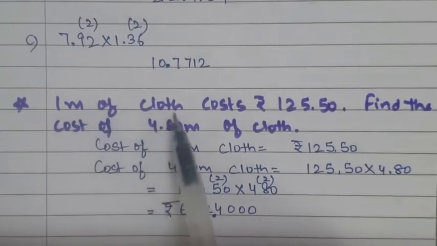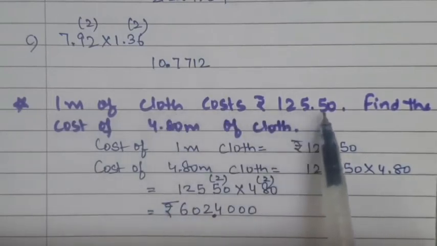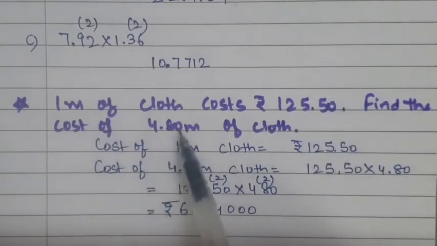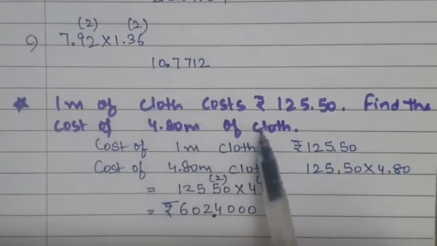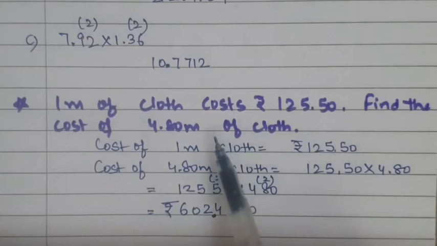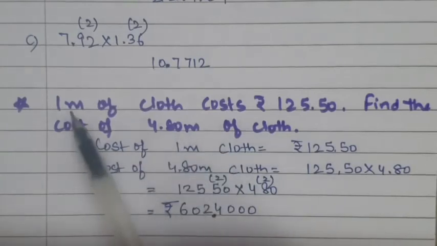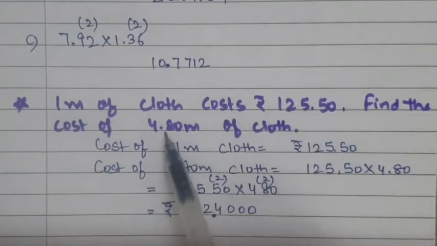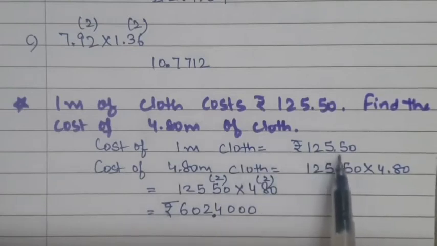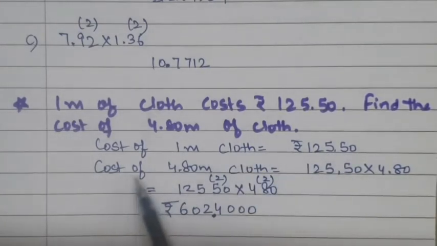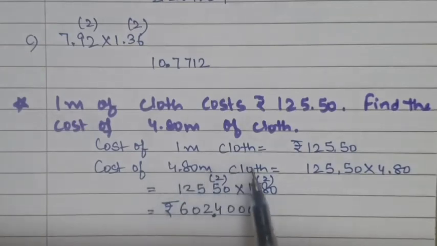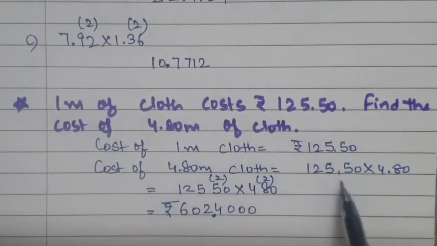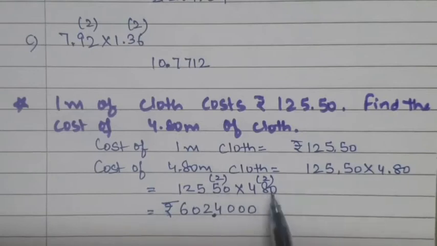Now let us discuss the next question. 1 meter of cloth costs rupees 125.50. So what will be the cost of 4.80 meter cloth? So it is very clear, we will do the multiplication here because for 1 it has been given and for more we have to find out. So the cost of 1 meter cloth is 125.50 and the cost of 4.80 meter cloth will be found by doing the multiplication. So this is also the simple multiplication.